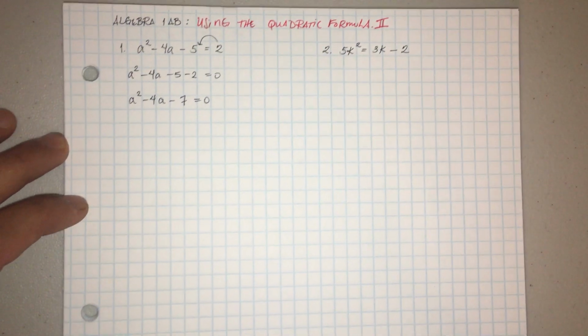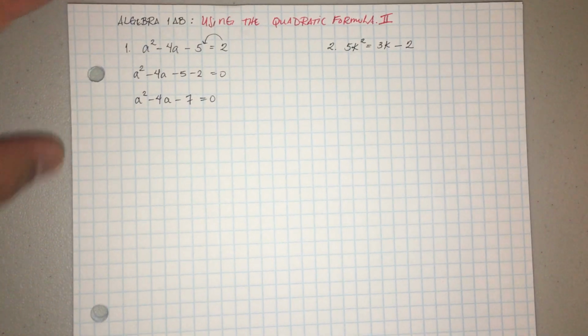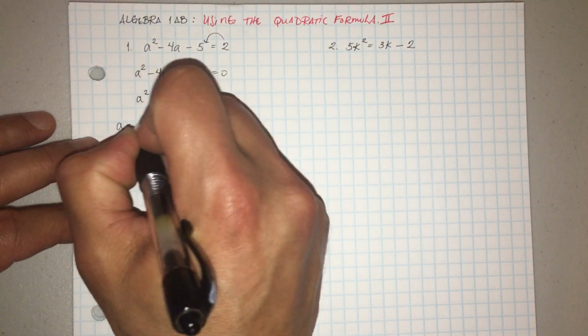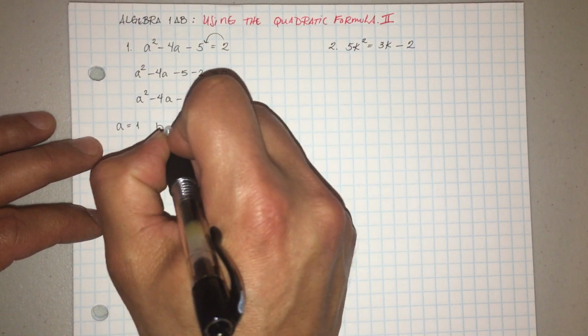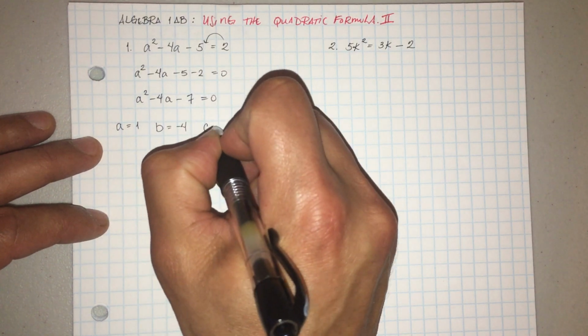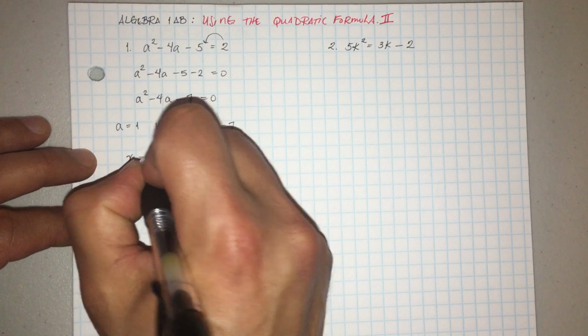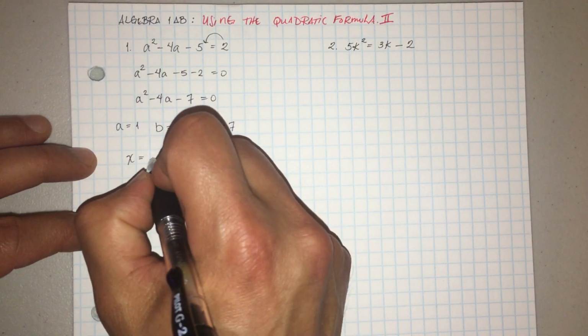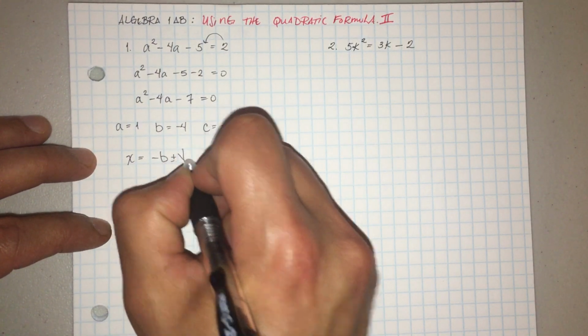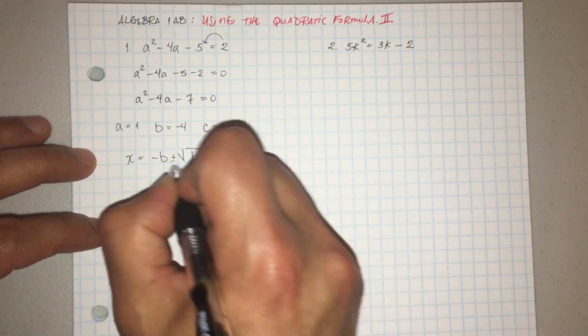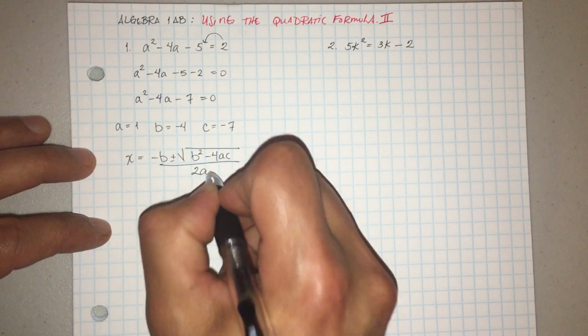So now that I have that, I can ask myself, can I factor it? Ahora me pregunto si lo puedo factorizar. Well, the answer is no. So now this is where I'm going to use my quadratic formula. A equals 1, b is equal to negative 4, and c is equal to negative 7. So now I'm going to go ahead and just start with my quadratic formula. X is equal to negative b plus or minus the square root of b squared minus 4ac all over 2a.